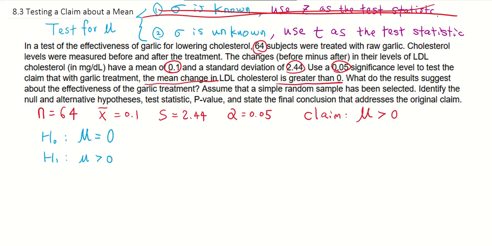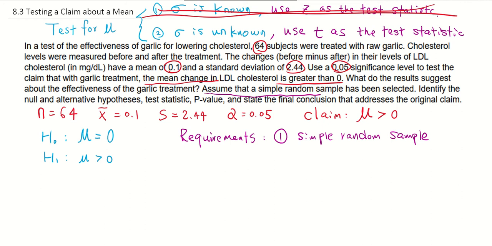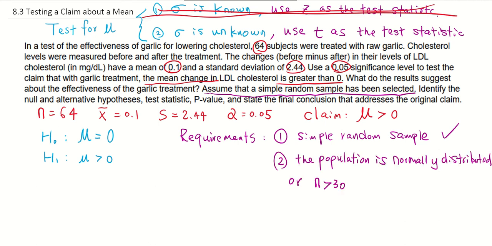Before I conduct this test, I need to see if everything satisfies the two requirements. What are the two requirements? First, your sample needs to be a simple random sample. You can see here it says assume that a simple random sample has been selected. So this requirement is being satisfied. The second requirement is either your population is normally distributed or your sample size N is greater than 30.